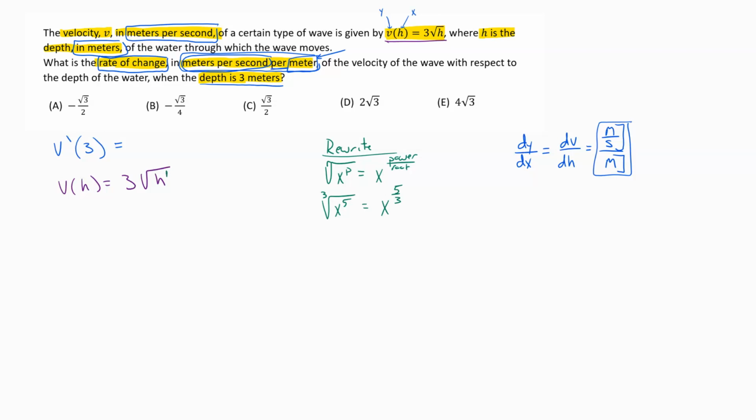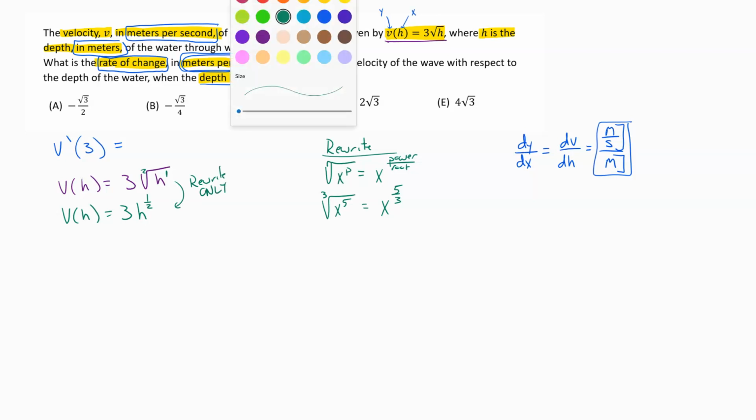On this problem, we've got an unwritten 1 for our power and an unwritten 2 for the root. So the rewrite on this, v of h would equal 3, and then this would be h to the power of 1 over 2. So that was a rewrite only. We have not taken any derivatives yet.